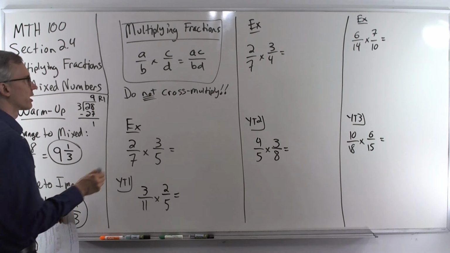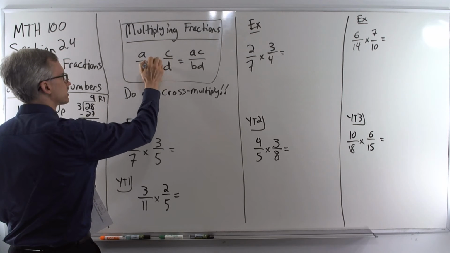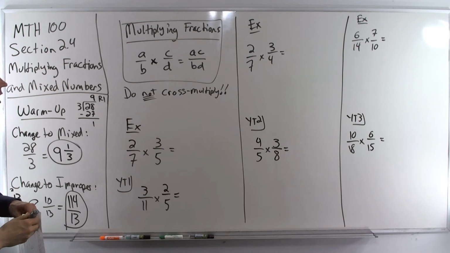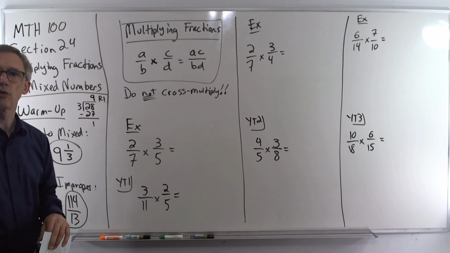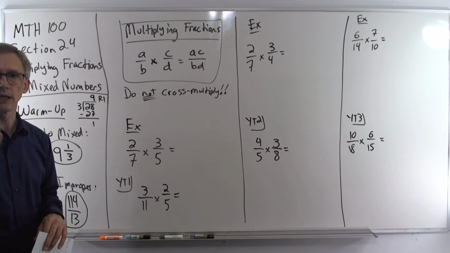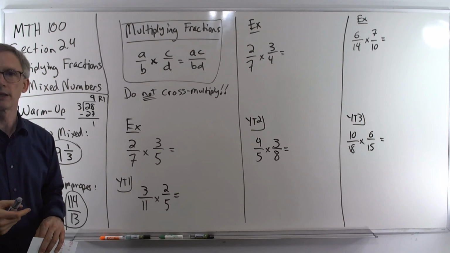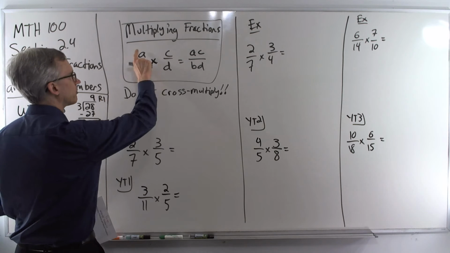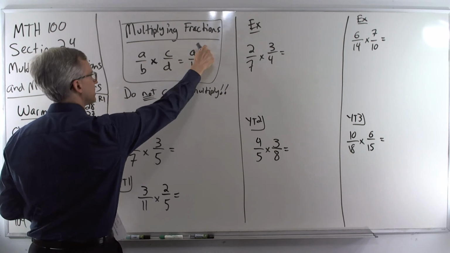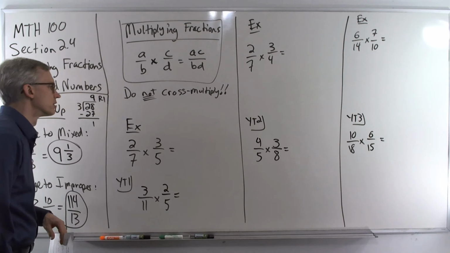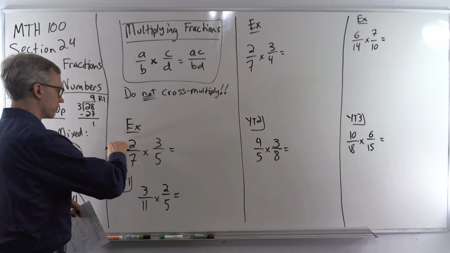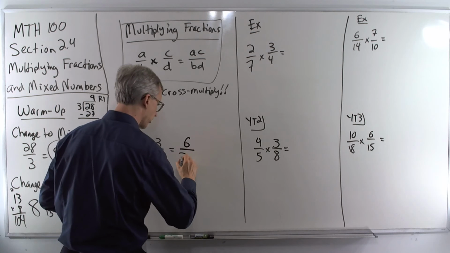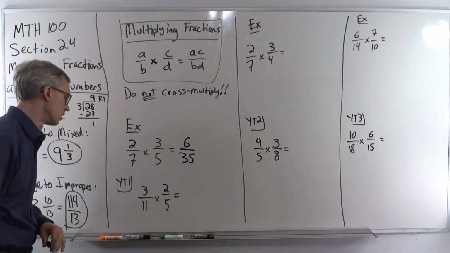So the rule for multiplying fractions is multiply straight across on the top, straight across on the bottom. Do not cross multiply. That's only used when we have 2 fractions set equal to each other. And we'll see more of that in the chapter on proportions. But for right now, we multiply straight across. A times C is AC, B times D, BD. So for the first example, multiplying across, 2 times 3 gives us 6 on top, 7 times 5, 35, on the bottom. Your turn, number 1.